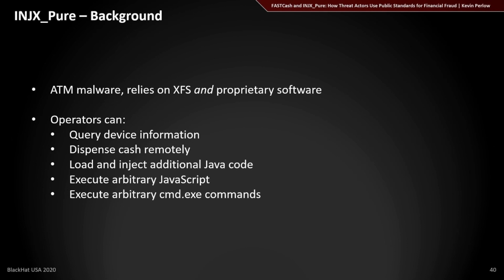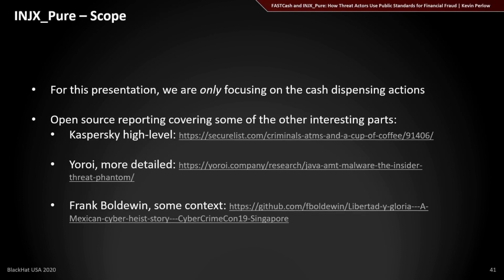So with INJX Pure, the operators can perform some pretty traditional actions. Of course, it's ATM malware, so they can dispense cash. They can query device information, and that's really used to find out how much cash is in the ATM. And they can execute arbitrary code. All of those things are pretty common to any ATM malware family, and honestly, aside from dispensing cash, they're common to any malware family just in general.